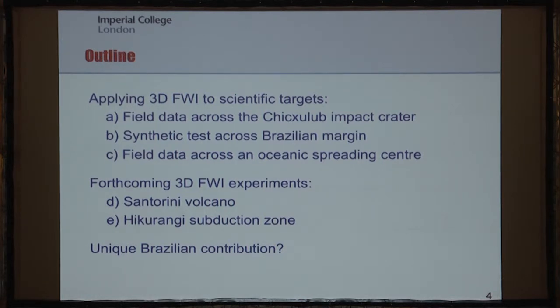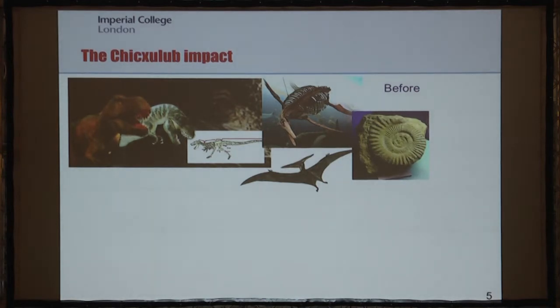It's the impact crater that wiped out the dinosaurs. It's the impact event that happened at the end of the Cretaceous. So at the end of the Cretaceous, 65 million years ago, life looked something like this. There were large reptiles on land, large reptiles in the air and the sea, ammonites and a whole variety of other life forms. All of those disappeared. So when this impact occurred at the end of the Cretaceous, they all vanished.